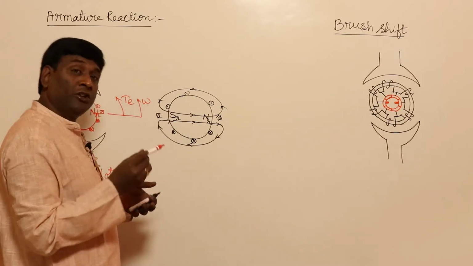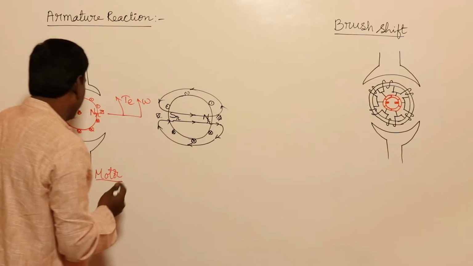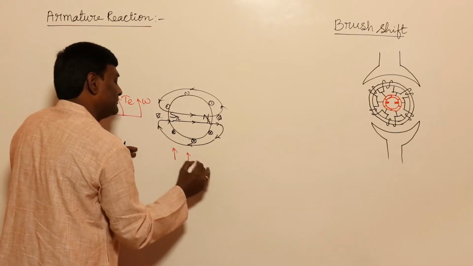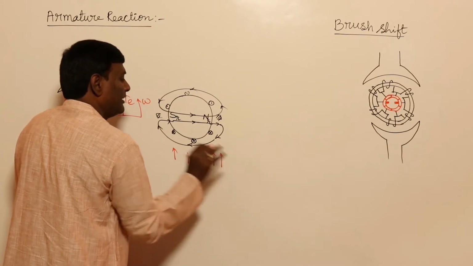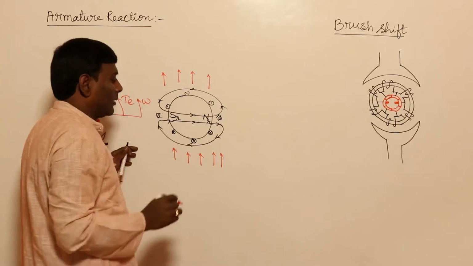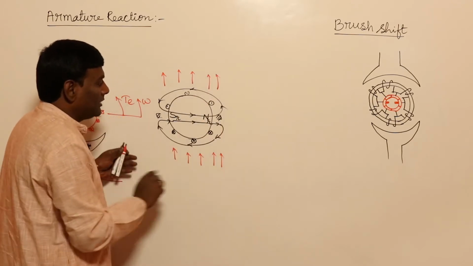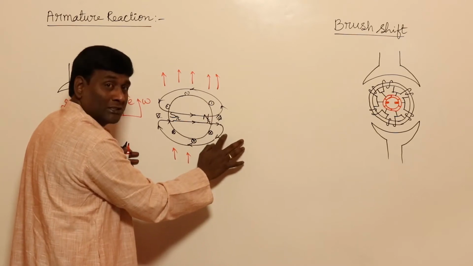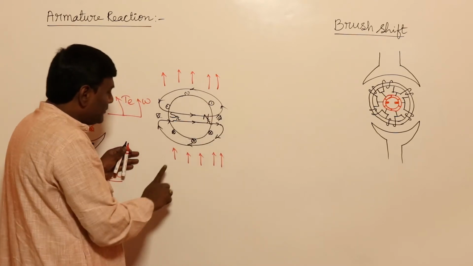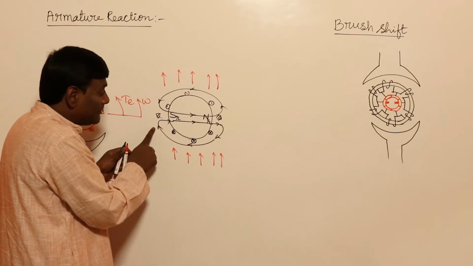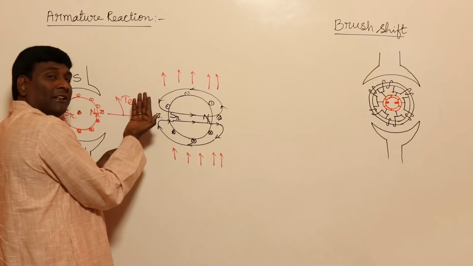Now if you think of field flux, how is my field flux? Field flux is N to S, so field flux is in this direction. So where is it getting aided, where is it getting opposed? For example, here this is in the downward direction, this is in the upward direction, so here opposition will be there. And here, this is in the same direction and armature flux is also in the same direction, so this flux will try to travel here.